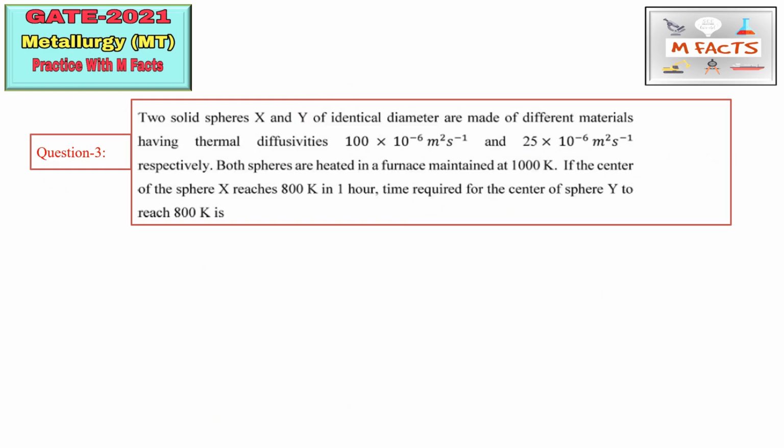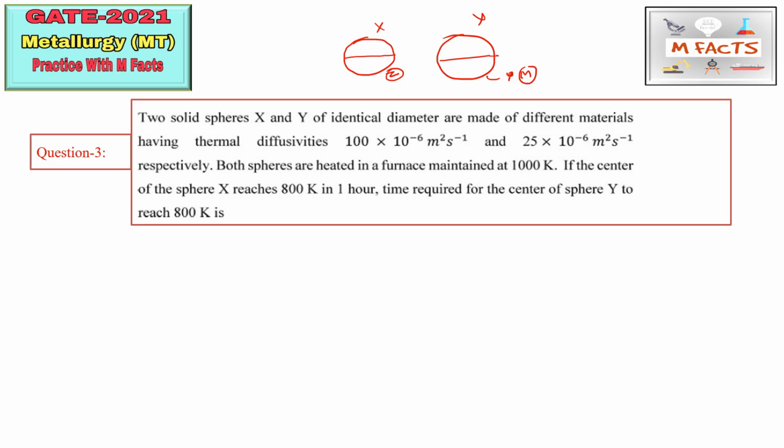So the next question is from diffusion. Two solid spheres X and Y, of identical diameter, which means the diameters of these spheres are the same, are made of different materials. Suppose this one is made of some Z type of material, and this one is made of some M type of material. So the materials are different.